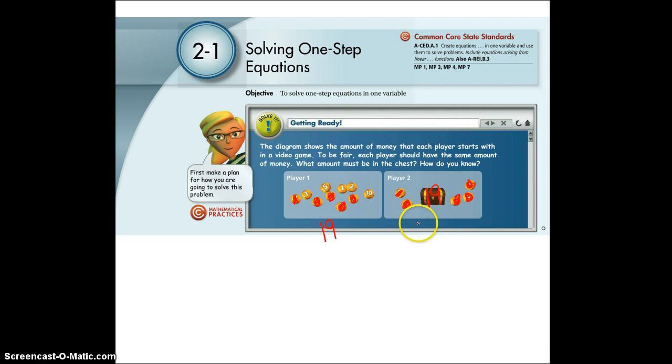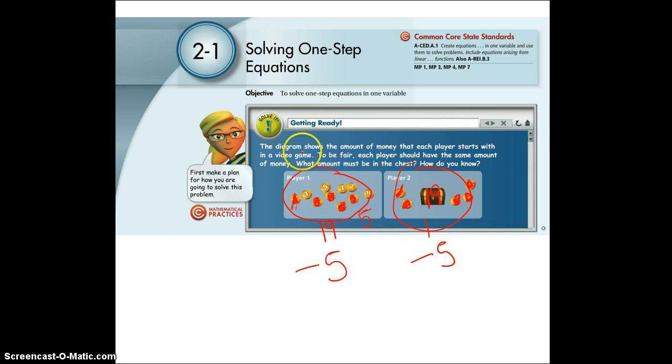Now, the big takeaway from this startup problem is that if I crossed out $1 on the right-hand side, I had to cross out $1 on the left-hand side. It's not like I could take away $1 from player one and then take away $5 from player two. That wouldn't be fair. So as we go through and solve equations, what I want you to understand is if I take away something from one side, in order to keep it fair, I have to take away the exact same thing from the other side. So if I took away $5 from the right, I have to take away $5 from the left. That's the only way that I'm going to keep this thing fair.